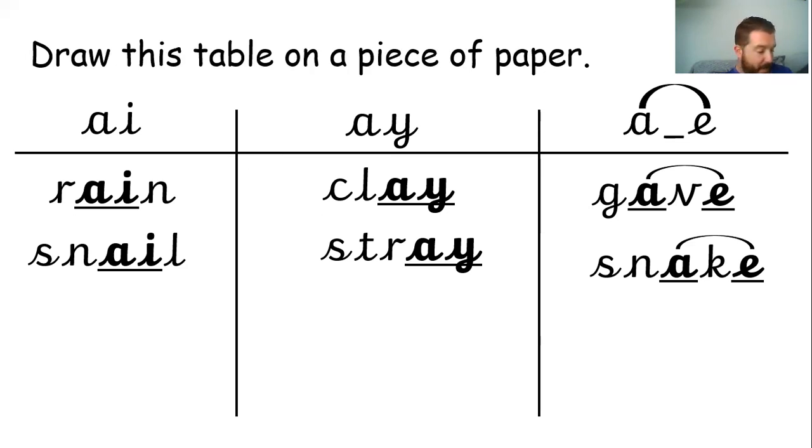Now the next word is haze. Because it was damp outside, there was a haze in the air, which made it hard to see. Remember, pause if you need to. So haze, where would haze go? Let's have a look. It's the split grapheme again, A split E. Haze, H-A-Z-E.